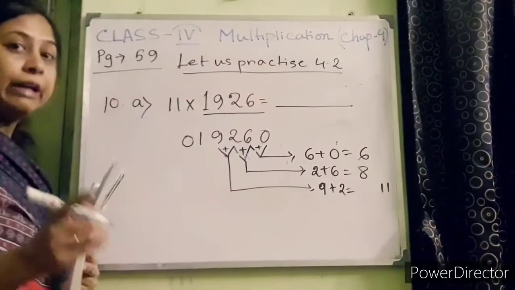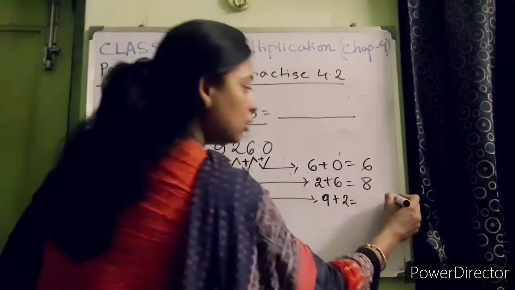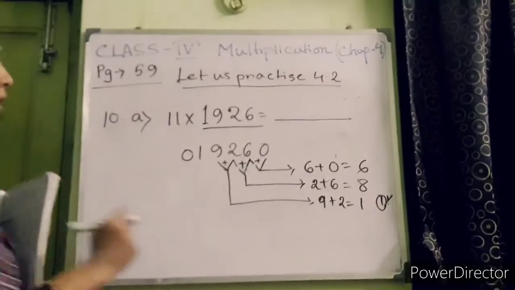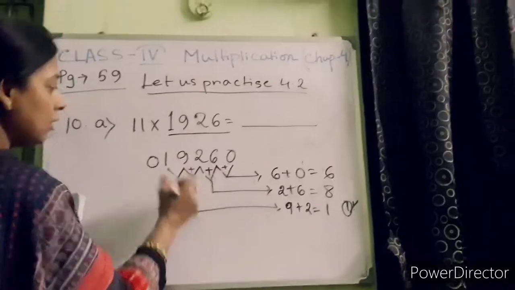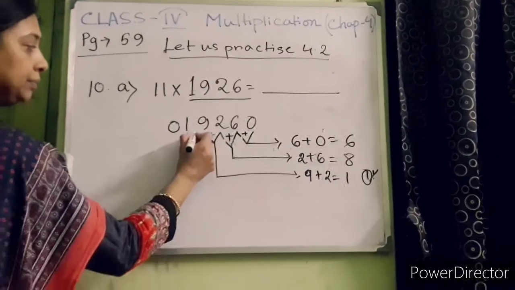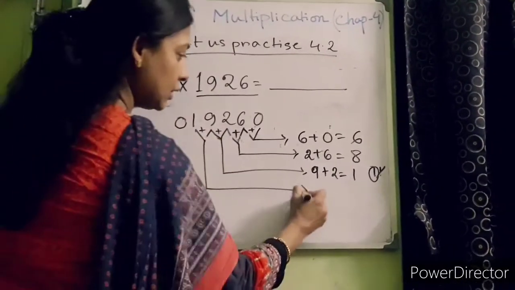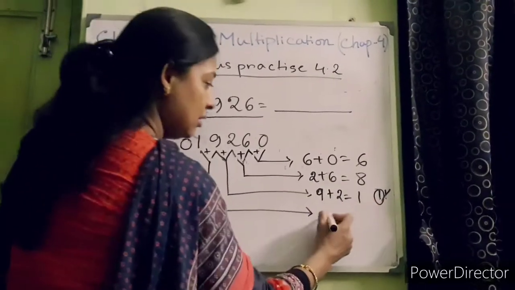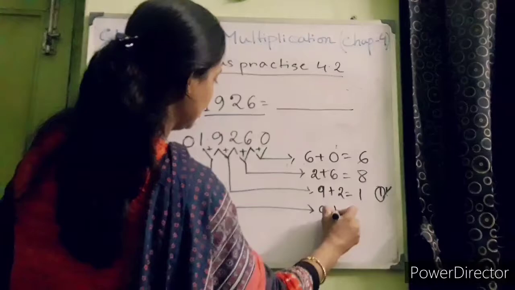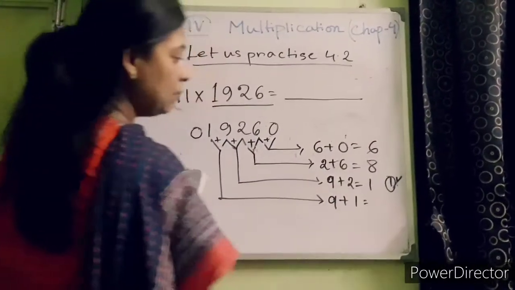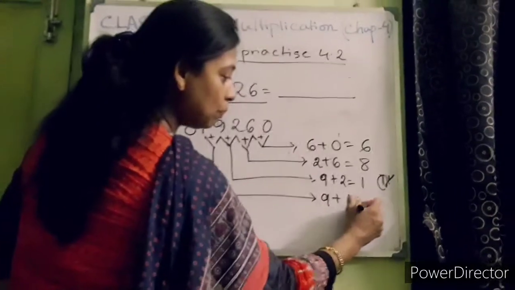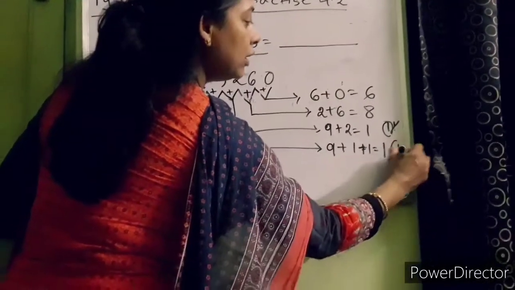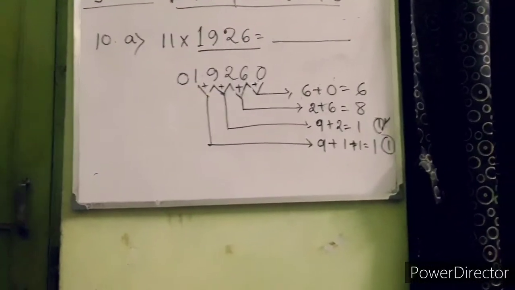But you cannot write 11 here. You cut 1 and write it here, and 1 is in your hand. After that, 9 plus 1 is 10. 10 plus 1 is 11. Here is 1, so plus 1, 11. You have to put 1, again 1 is extra, so you carry it in your hand.